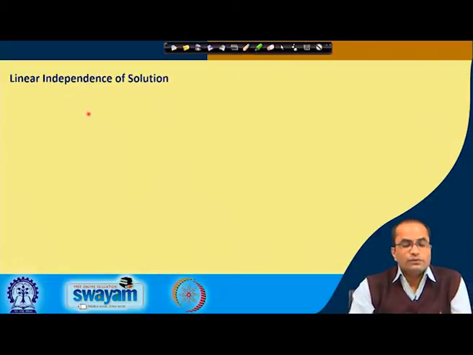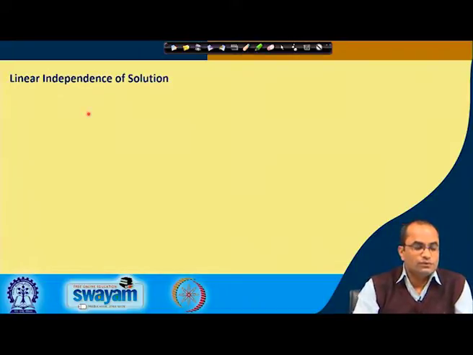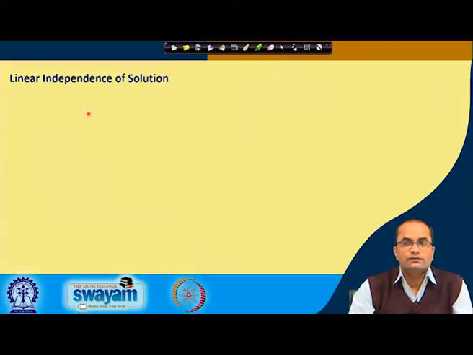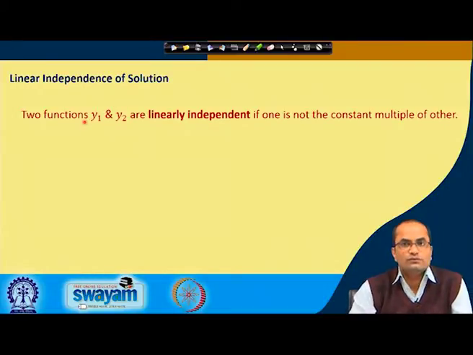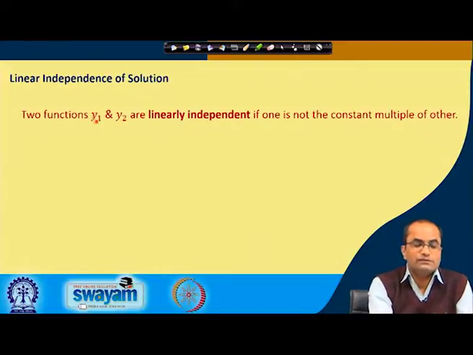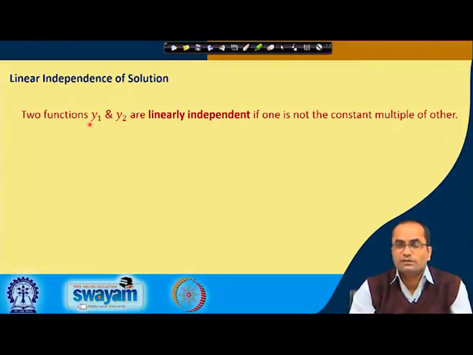So, before we go to that discussion, we need to also introduce linear independence of solutions. We have talked about linear dependence and independence in linear algebra, and we will revise the similar concept here. Two functions y1 and y2 are linearly independent. First we are introducing it for two functions, because it is much easier to see the linear independence for two functions: if one is not a constant multiple of the other, that is, if we cannot write one function as a constant multiple of the other.